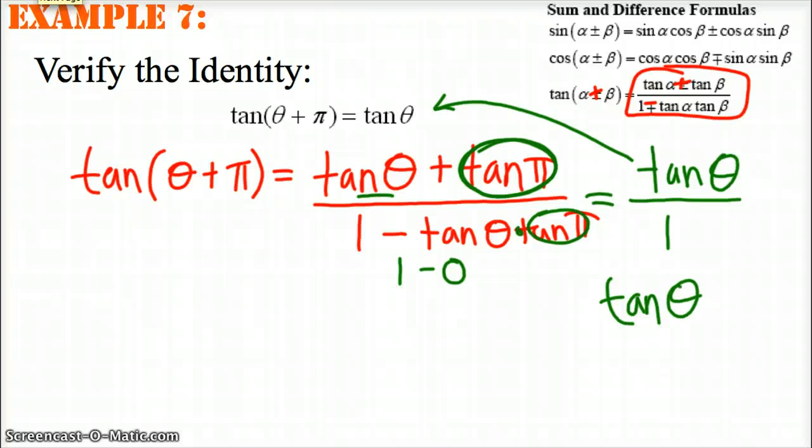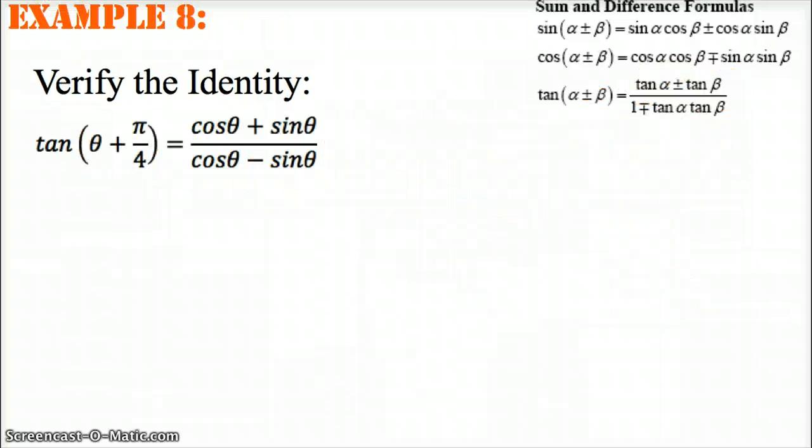Let's take a look at one more verifying identity just so you can get more ideas and skills. The final verifying the identity is the tangent of the quantity theta plus pi over 4 equals the cosine of theta plus the sine of theta all over the cosine of theta minus the sine of theta. So this one gets problematic because we have tangents turning into cosines and sines. This one will take a little bit longer. But we're going to start once again with the sum and difference formula. And since it's adding, we'll add on the top and we'll subtract on the bottom.